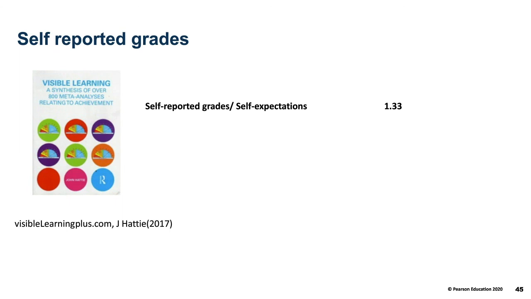Self-reported grades and self-expectations. Now, John Hattie has been around for a long time, and I'm sure lots of people are well versed on John Hattie and his research. But don't worry if it's the first that you've heard of it. John Hattie did some research and said that students who are effective at self-reported grades and self-expectations can, as an intervention, make an improvement of 1.33 of a grade. Now that's a significant amount. In terms of GCSE grades, that would make a big difference.